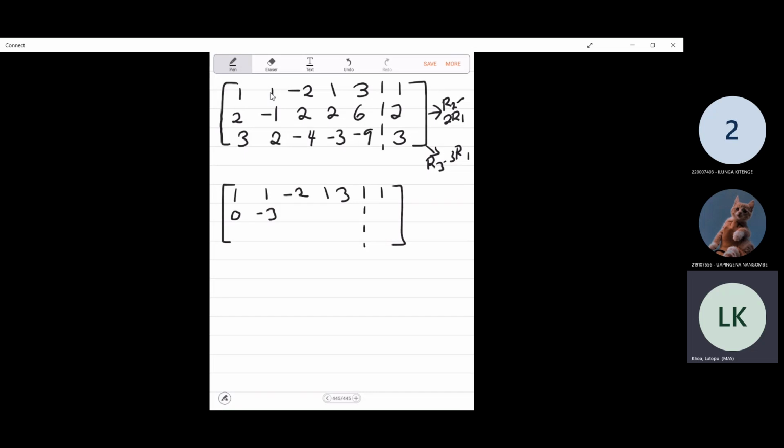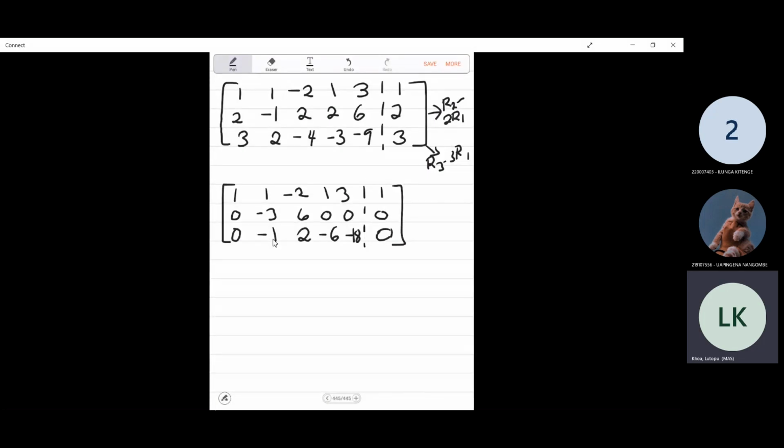Minus 4 minus negative 6, this is 2. Then 3 minus 3 is 0, and then minus 9 minus 9, this is minus 18, and is 0. Okay, so I can get a 0 over here.